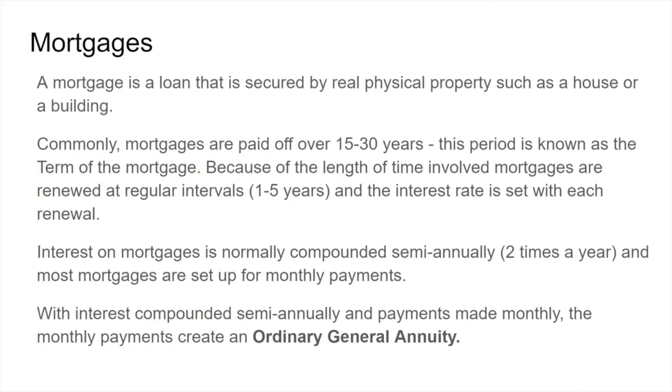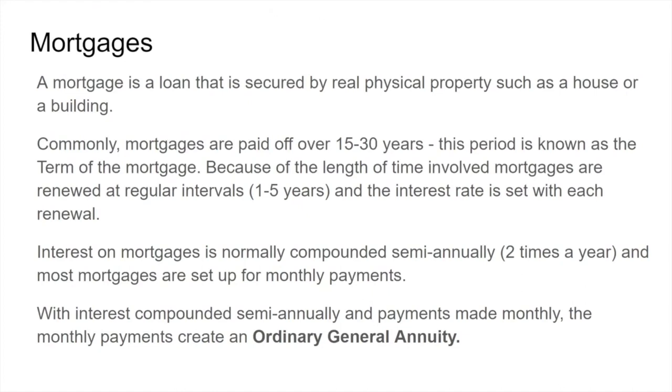Now, there are different types of mortgages, but generally the interest on a mortgage is normally compounded semi-annually, 2 times a year. That's 2 compounds a year. And normally in your mortgage, you pay it once a month. So what we've got is compounding is semi-annual, and the payments are monthly. That is a general annuity.